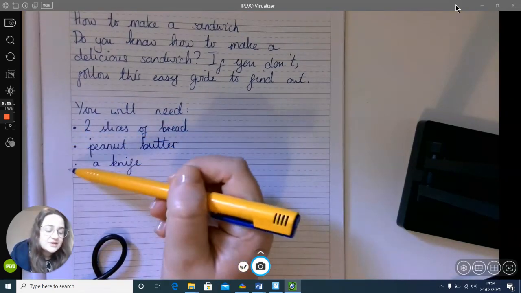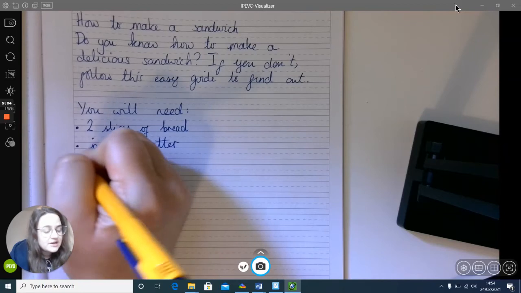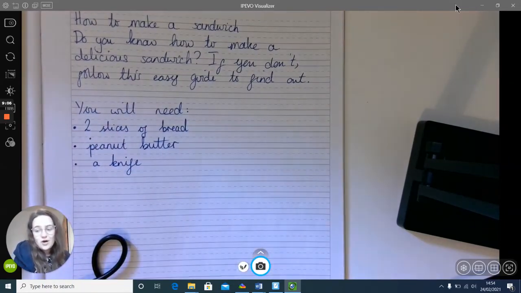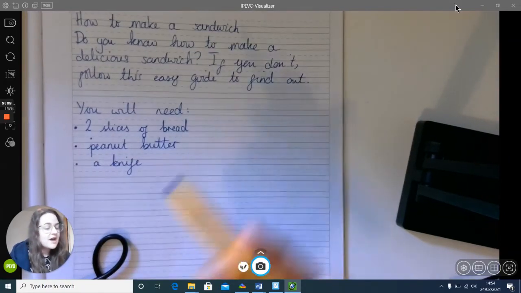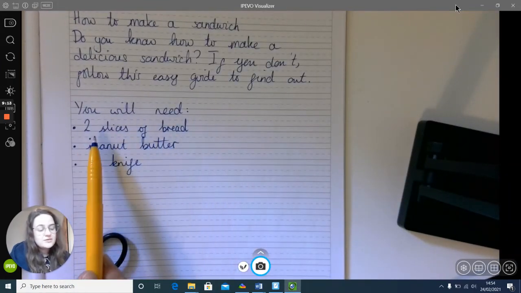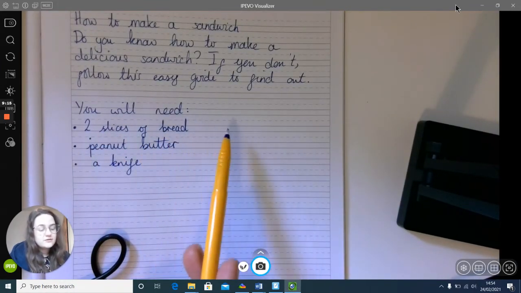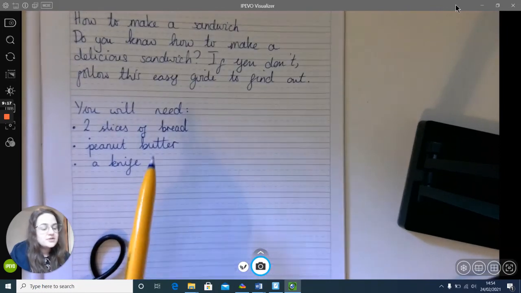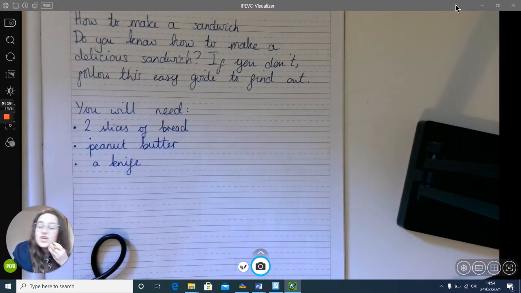And each thing that you need, use a bullet point to list them downwards until you've got all the things that you need. Remember that you don't need a full sentence, so you don't need to write 2 slices of bread for your sandwich, peanut butter to go in the middle of your sandwich. You don't need to write any of those details. You're just short and sharp and snappy listing the things that you will need in your sandwich, so they are not sentences.